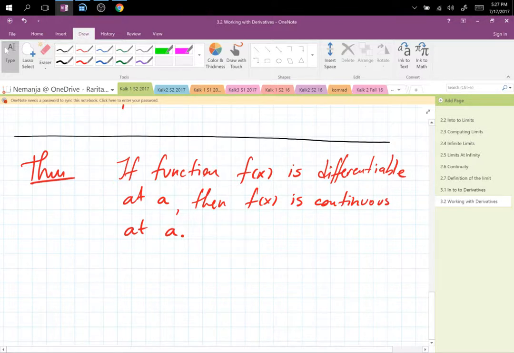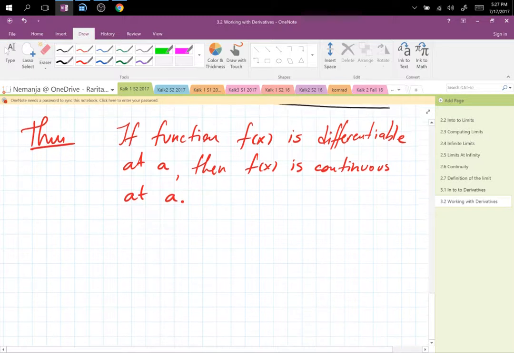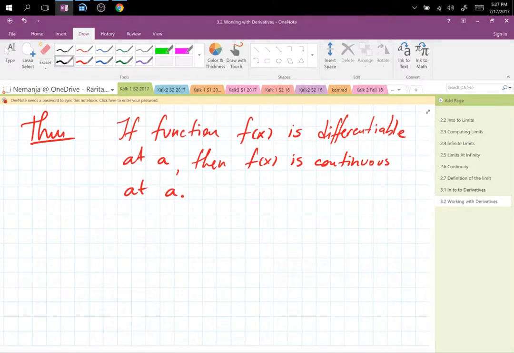Now, this theorem does not work backwards. It only works this way. If the function is differentiable, then it's continuous. There are certain continuous functions which are not differentiable, which makes it so that the backwards of this one doesn't work. Yes? By differentiable, do you mean has a derivative or able to have a derivative? Yes, has a derivative at any point. So to further bring this, 1 over x, for instance, is not differentiable at 0.